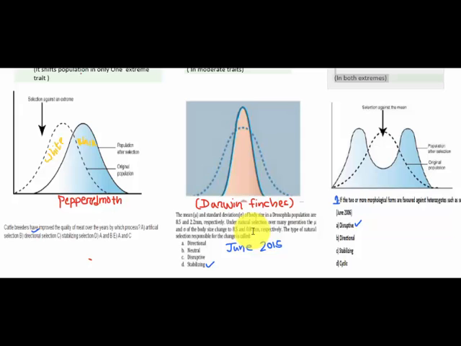Why is the answer stabilizing? Because in case of stabilizing selection, the genetic variance generally decreases. You can see in this question, before natural selection the standard deviation is 2.2, but under natural selection over many generations, it changed to 0.8. So the value of the standard deviation got reduced, but the mean value is constant.